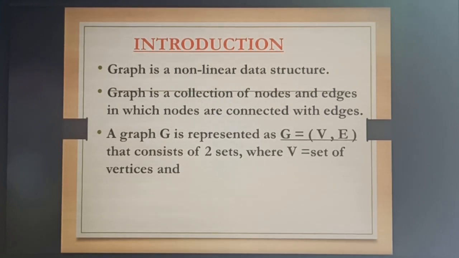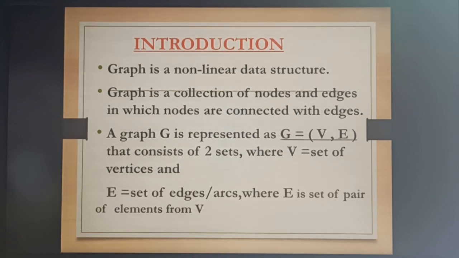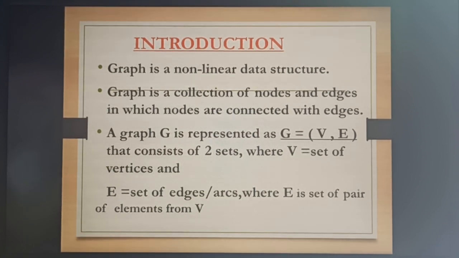In a computer science or mathematical way, you can say that a graph G is represented as G = (V, E). That means the graph contains two sets: the set of vertices and the set of edges, or you can call the edges arcs also, where E is the set of pairs of elements from V, meaning when you connect a pair of vertices, it will form one edge.